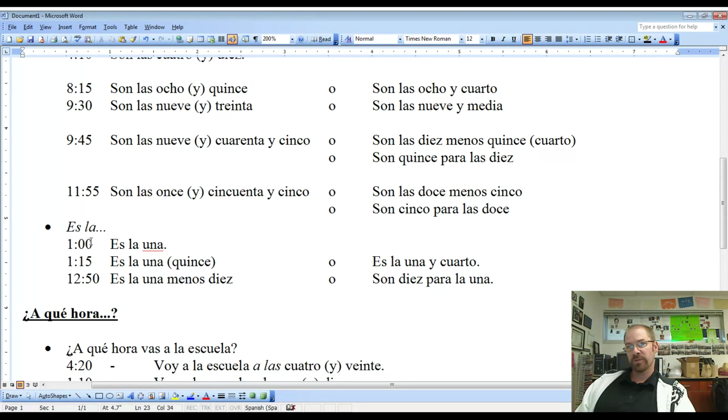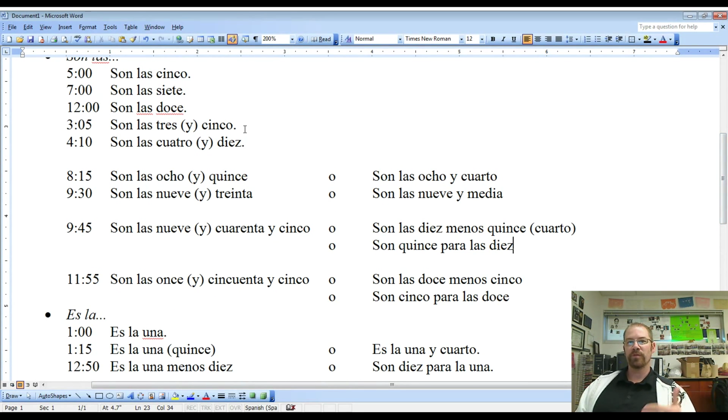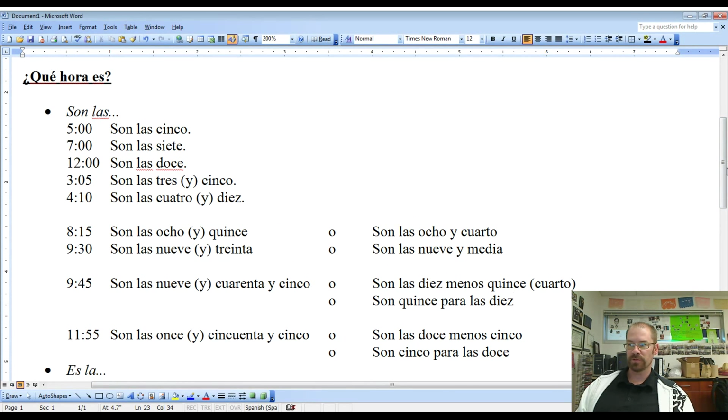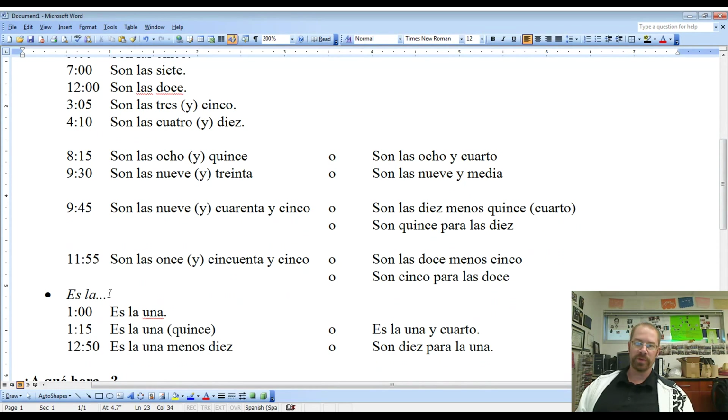Now, if you're wondering why do I say es la instead of son las, look at it as things being plural or singular. If you have one thing, it's singular. If you have more than one thing, it's plural. So 1 o'clock is a singular hour, whereas 2 and above would be multiple hours. So that's why the 2 through 12 will be son las, the plural version of the verb ser, and es la will be the singular version of it. It's kind of just how it is in Spanish. So es la una for it's 1 o'clock. Oh, and it's feminine because la hora is feminine in Spanish.